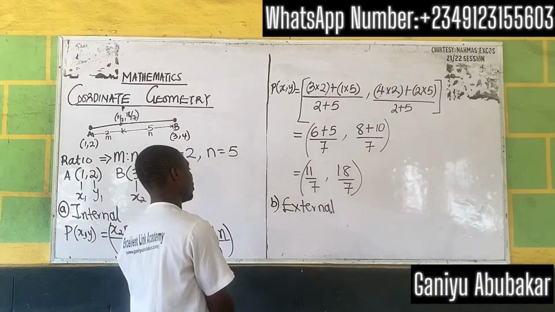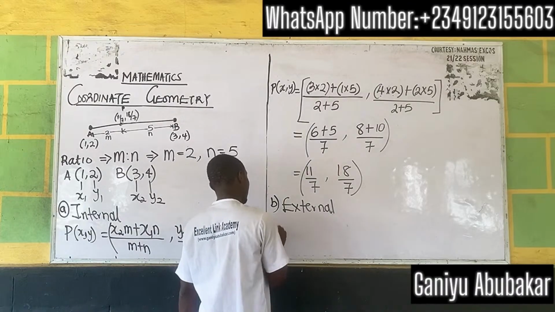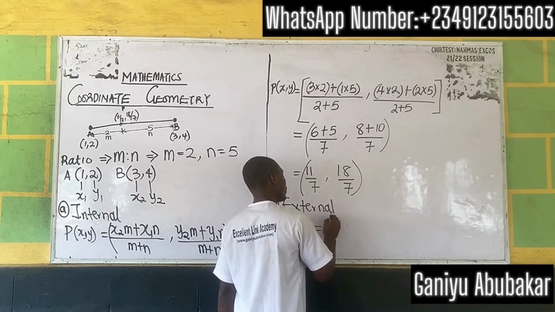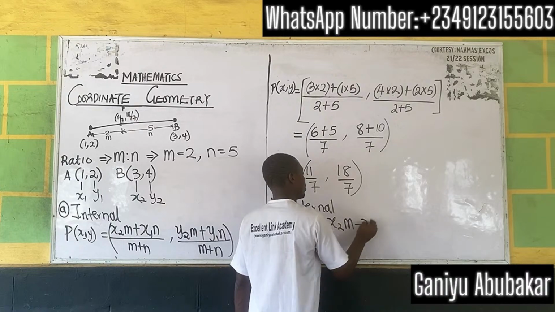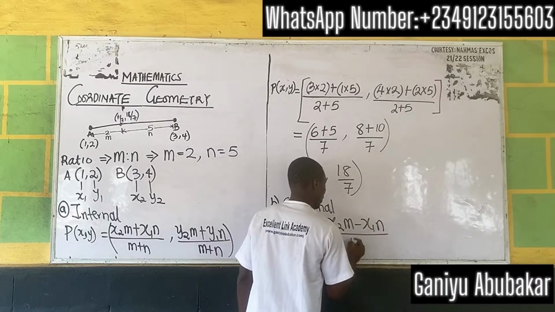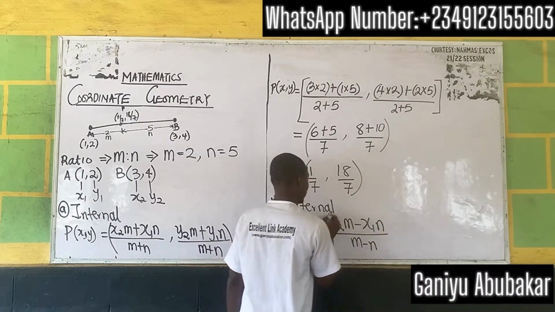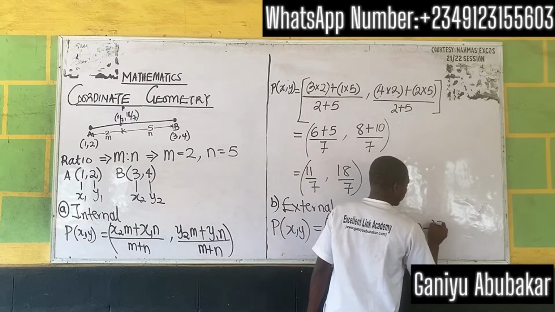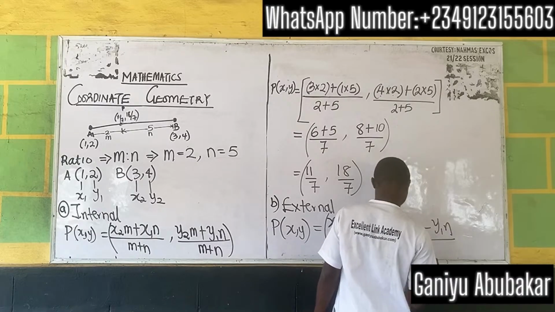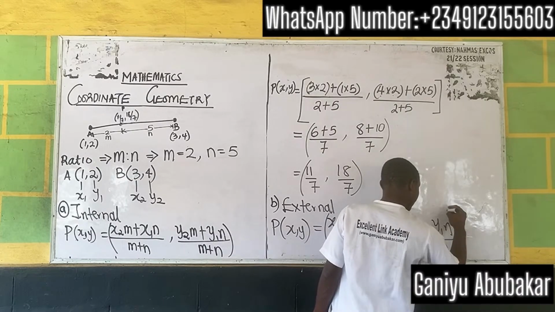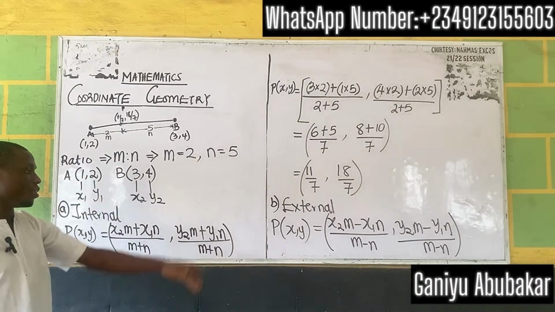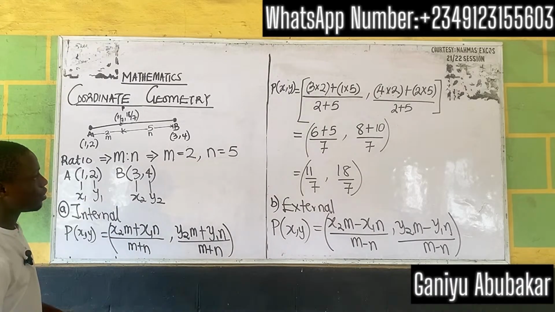Let's go for external. For external, we said the formula is simple: the point P of x comma y is equal to (x2m minus x1n) over (m minus n), comma, (y2m minus y1n) all over (m minus n). All right, we have this one here. So let's plug in values. This is the same value here.